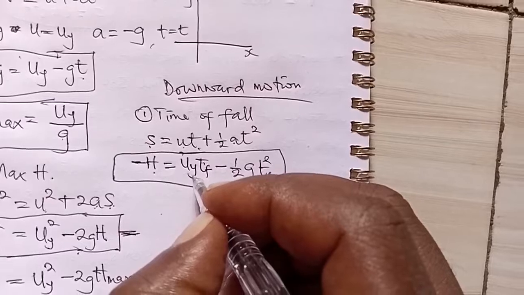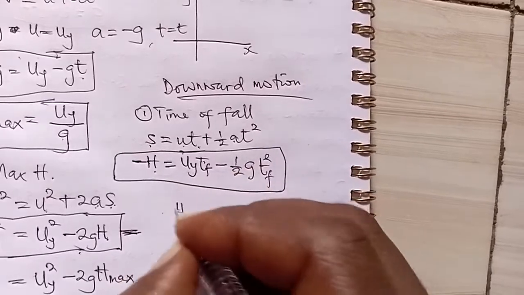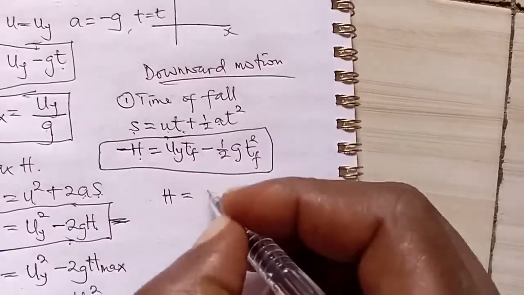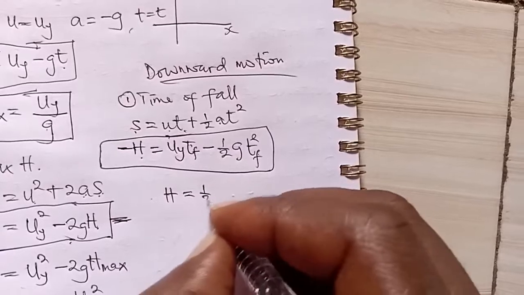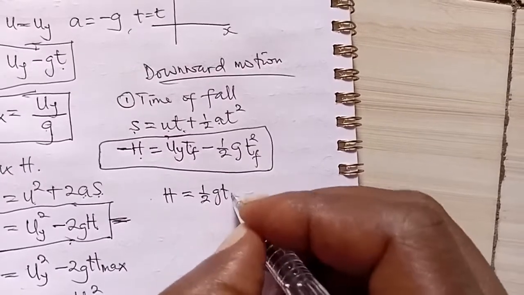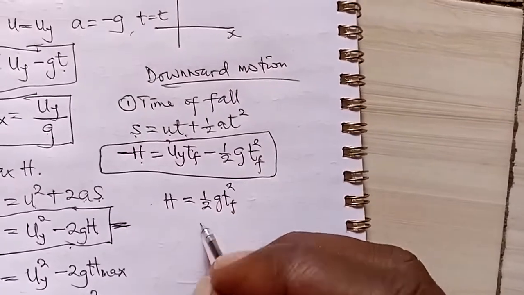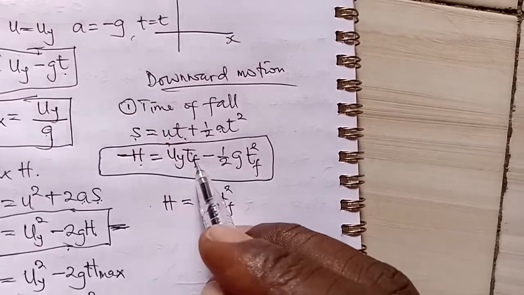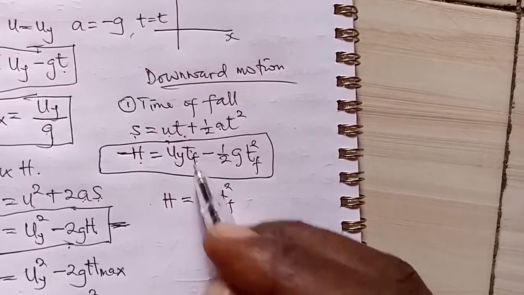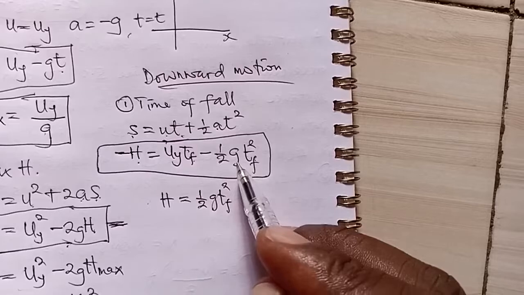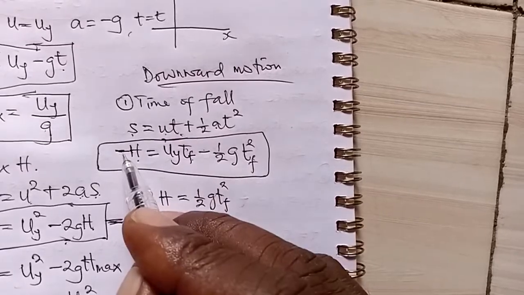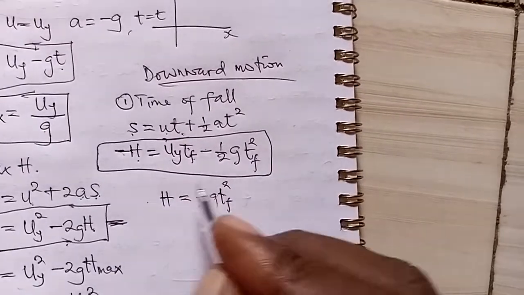And if this is now 0, we can have that h is now equal to 1 over 2 gt squared, because here is now 0, and if it multiplies this one is also 0. So what is left is only this side. This minus will cancel out this minus, so we have only this left.